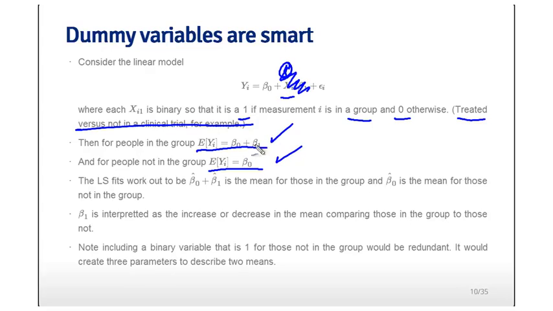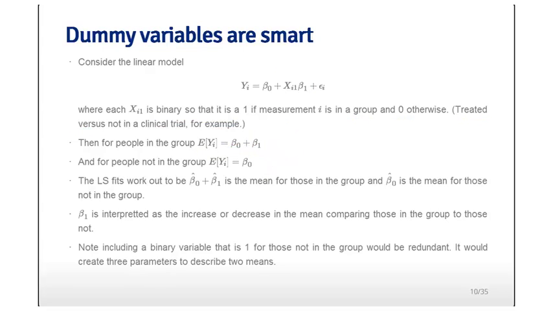And we can actually interpret what beta 1 means in this case, the coefficient in front of x1. Let me get rid of some of those marker drawings so I can draw some more. Notice what beta 1 is if we subtract these two: it's the difference in the means. This is the mean for all the observations in the x equals 1 group, and this is the mean for all the observations in the x equals 0 group. If we subtract those two, we get beta 1. So beta 1 is interpreted as the increase or decrease in the mean, comparing those in the group to those not.